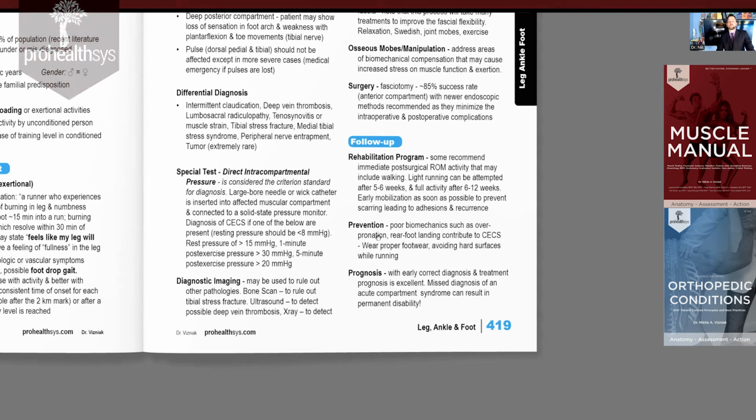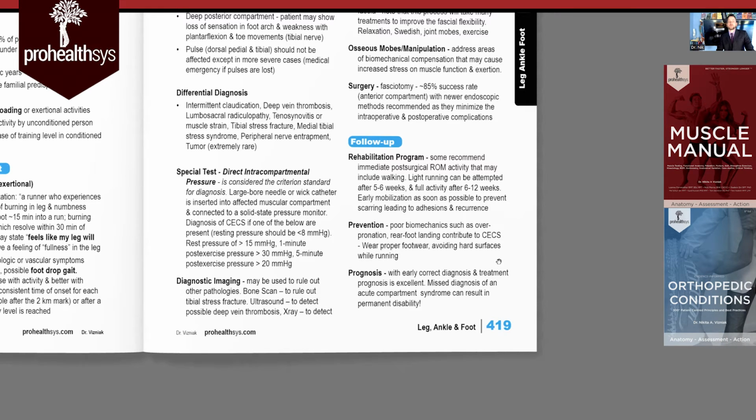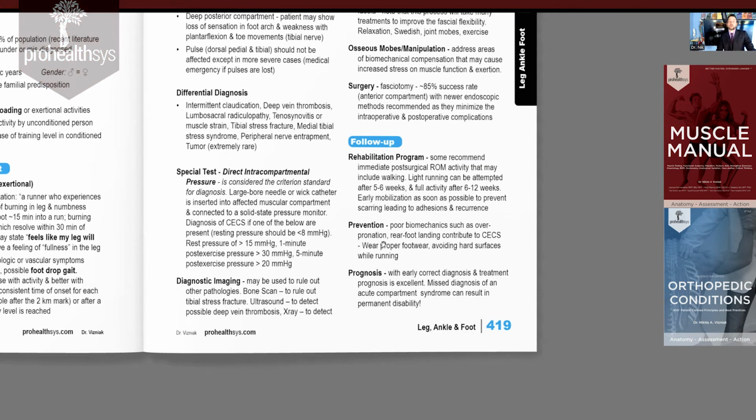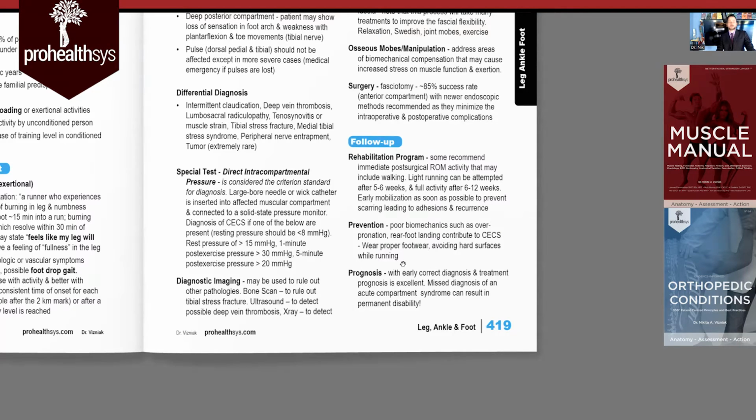All right, prevention: poor biomechanics, such as overpronation, rear foot landing. Look at even the way they're wearing their shoes, avoiding hard surfaces while running, or even too soft a surface as well. If you've ever done it, if you run on sand right away, for me especially, I can just feel my legs just pump up right away, okay? Very hard work, so you want to do graded exercise exposure for that.